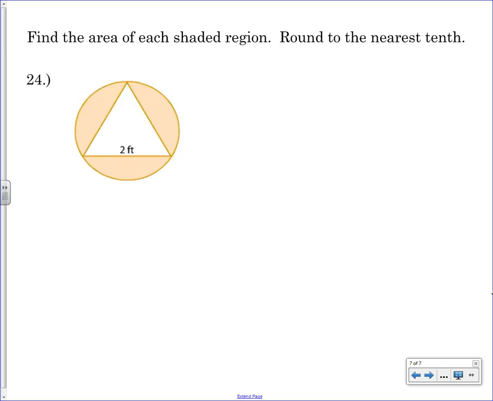Find the area of each shaded region, round to the nearest tenth. This is like in your homework the other day where you guys had, I think maybe a square with like 2 circles cut out, right? So we want the area of the tannish orange piece.